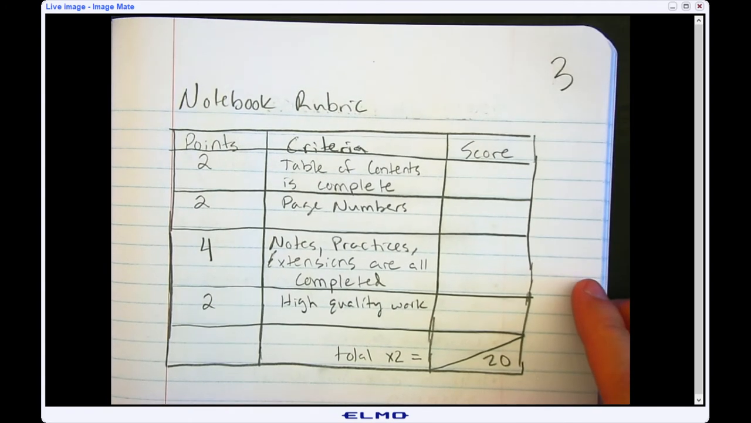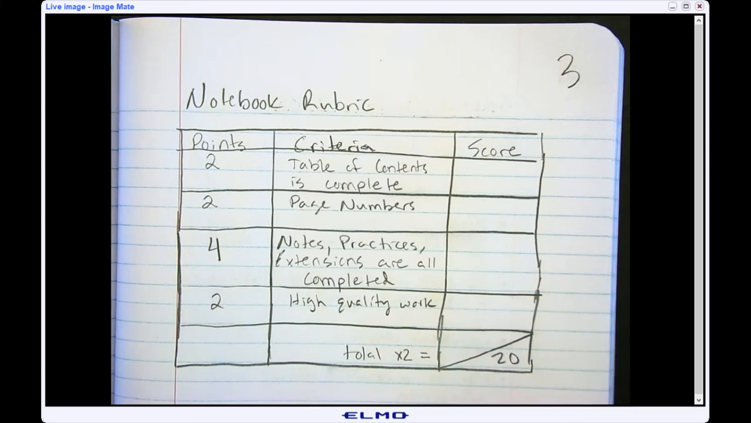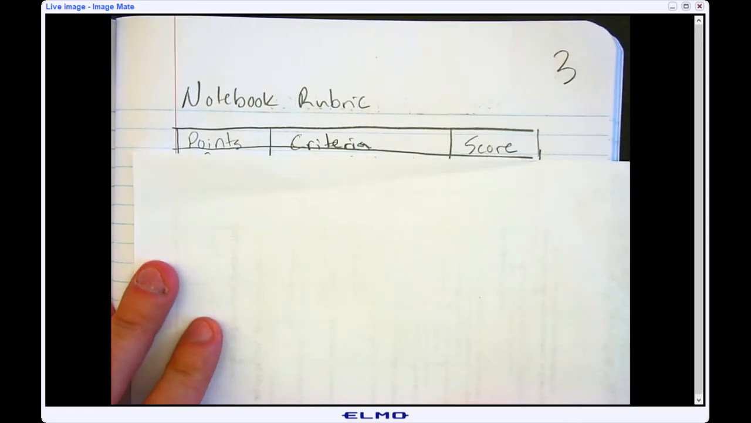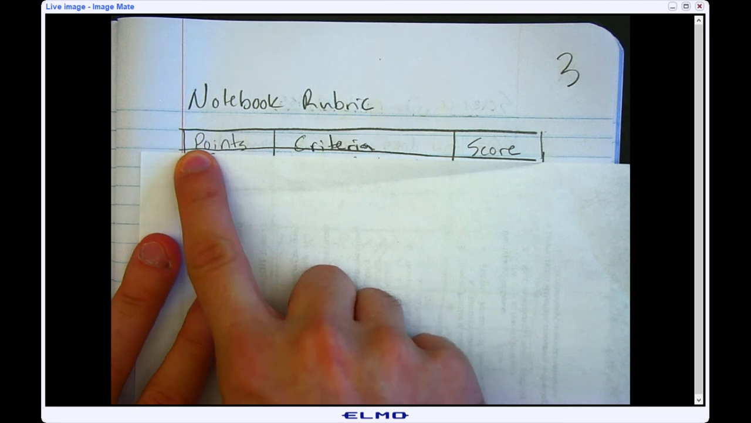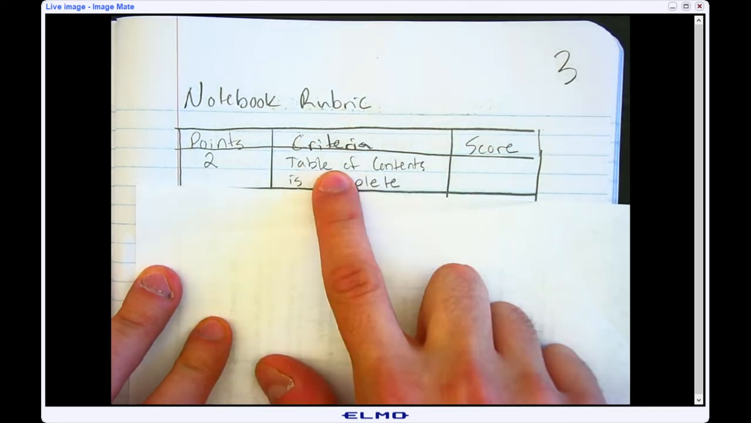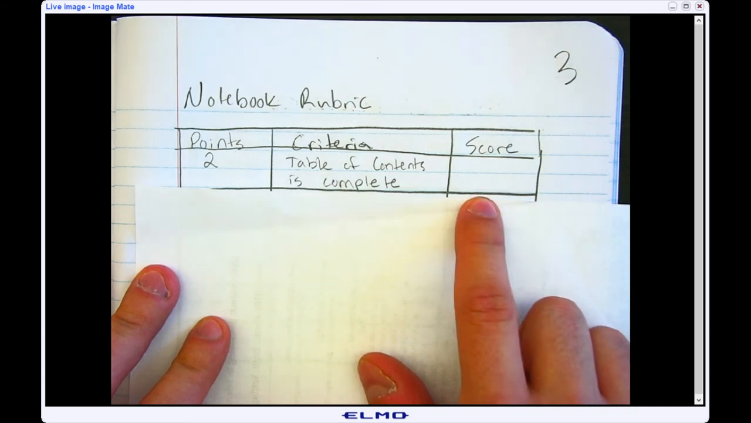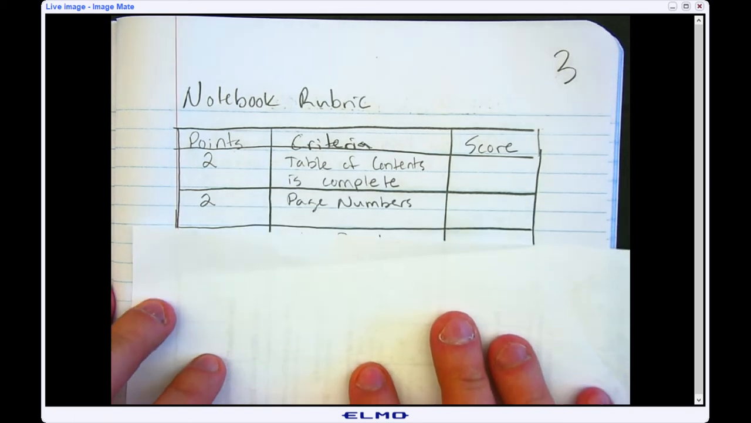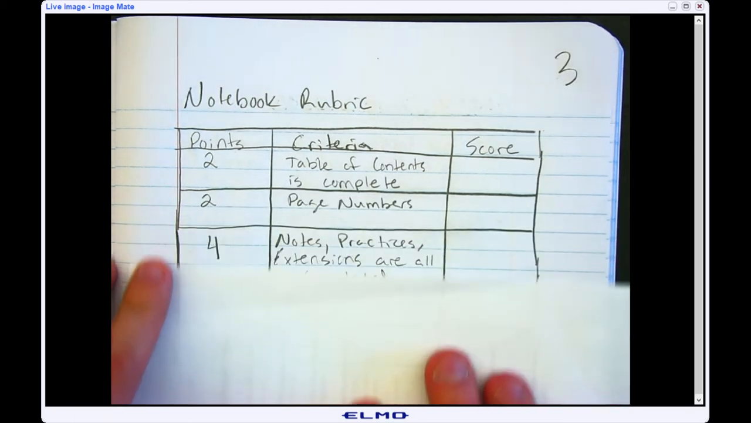So your notebook rubric just shows you the different values. I labeled it notebook rubric, page 3. The three columns in this chart are points, criteria, and score. So 2 points that your table of contents is complete. We're going to leave the score column blank for now, because that's where we decide how many points you've earned. 2 points for your page numbers. So the first two are just organizational points. So you've organized your notebook well.